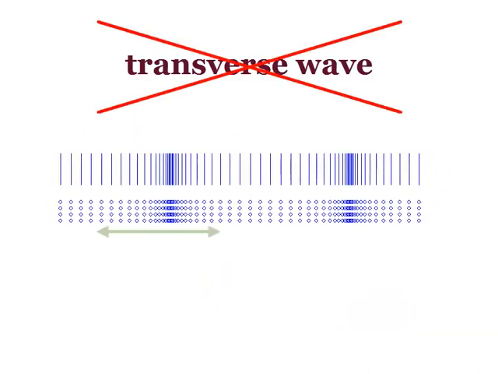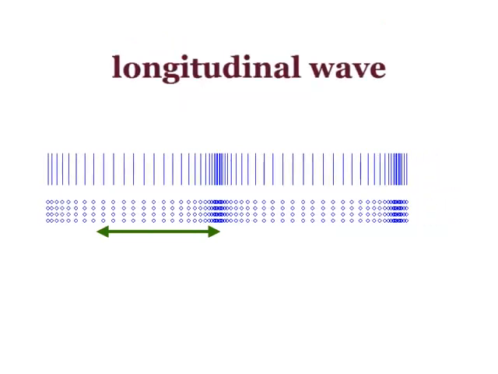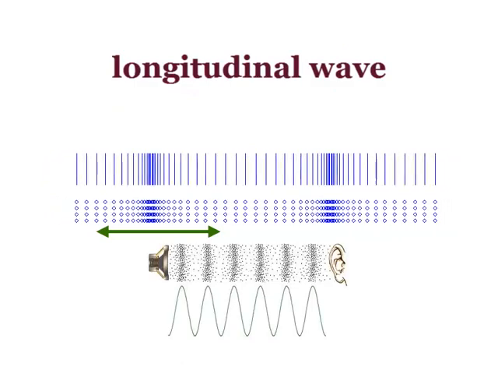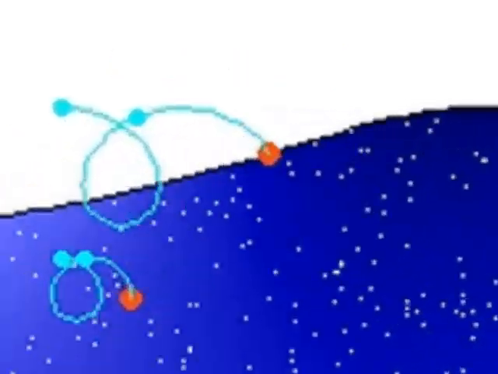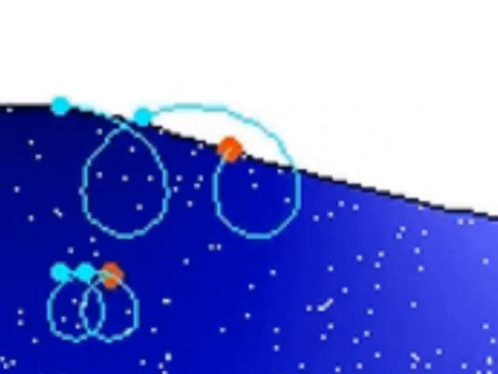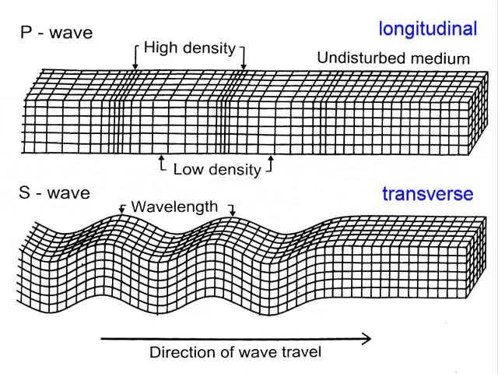When the motion of the medium is parallel to the direction of travel, the wave is a longitudinal wave. Sound is an example of a longitudinal wave. Some waves are more complicated. Ocean waves have both perpendicular and parallel motion, a kind of rolling motion. Earthquakes produce both transverse and longitudinal waves. Scientists use the properties of these waves to study the Earth's interior.